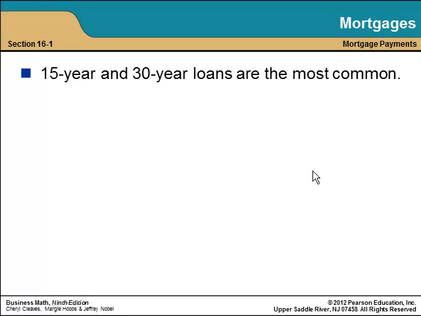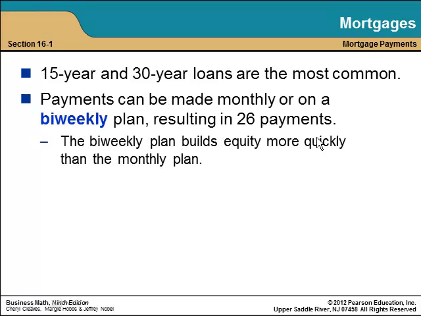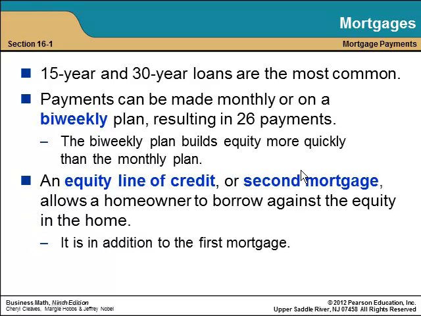People have 15, 20, and 30-year mortgages. Payments can be made monthly or bi-weekly, which results in 26 payments per year. The bi-weekly plan builds equity more quickly than the monthly plan, but actually what happens is the bank puts that money into a savings account for you, so it doesn't actually lower your, well, I mean, it does. It's just, they treat it the same.